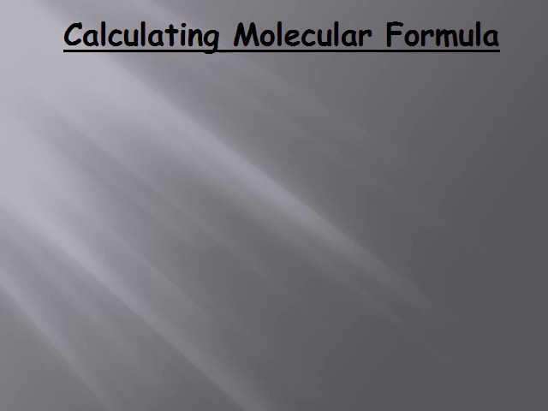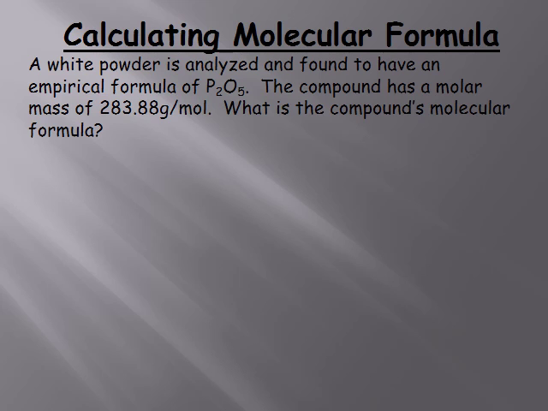So we've looked at the empirical formula and how to calculate it. The next step is to calculate the molecular formula. So here's the example. A white powder is analysed and found to have an empirical formula of P2O5. The compound has a molar mass of 283.88 grams per mole. What is the compound's molecular formula?